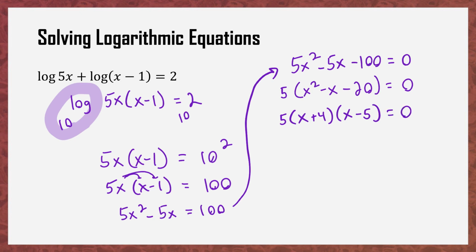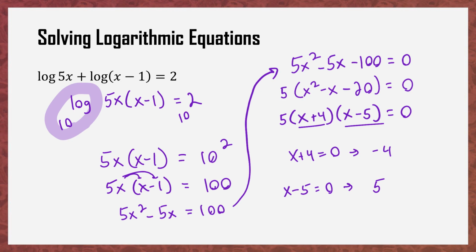And I can take each of these now and set them equal to 0. So x plus 4 equals 0, and x minus 5 equals 0. And x plus 4 equals 0 becomes -4. x minus 5 equals 0 becomes +5.